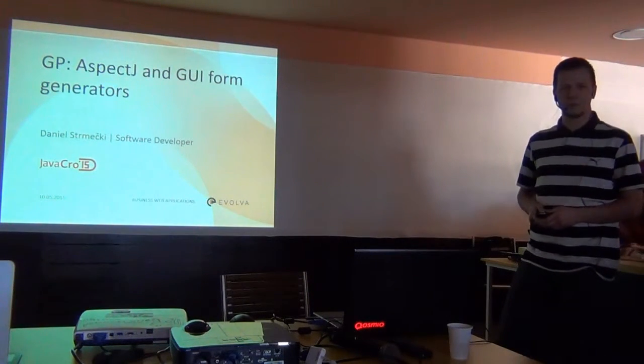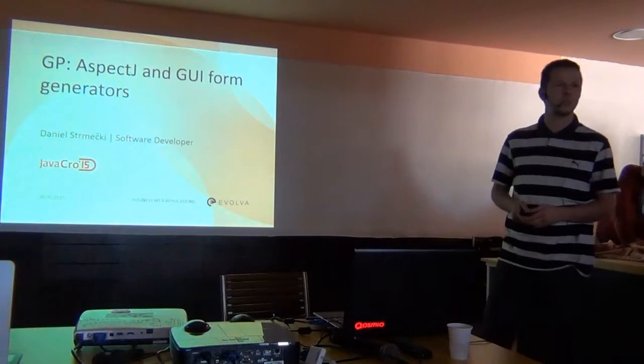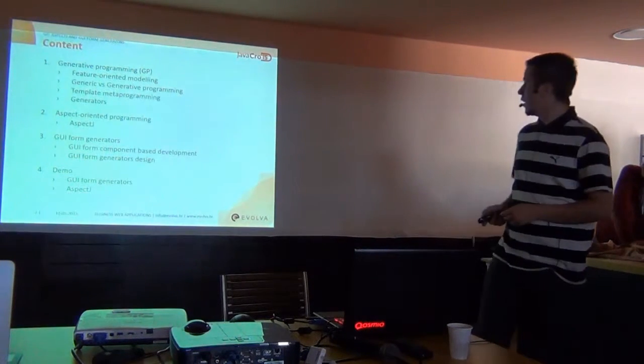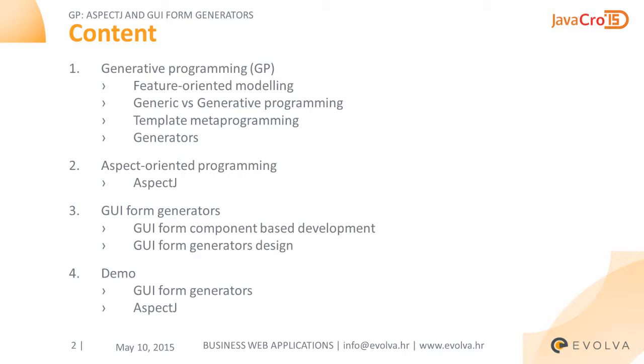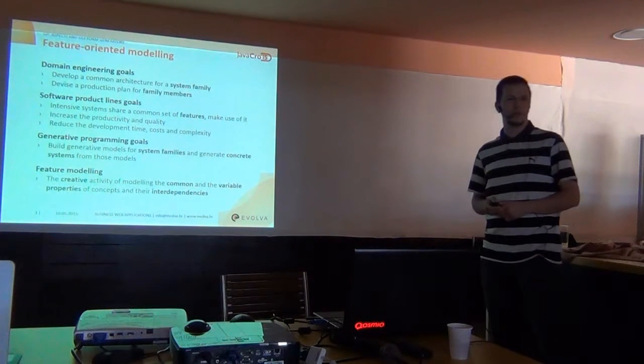Today we're going to talk about generative programming, especially AspectJ and GUI form generators that we developed in Evolution framework. In the first part of the presentation we're going to give you some theoretical background on generative programming, and in the second part we're going to talk about aspect-oriented programming, especially AspectJ AOP implementation in Java. The third part of the presentation will be about the design of our form generators, and at the end we'll make a quick demonstration. We start with some theory on generative programming.